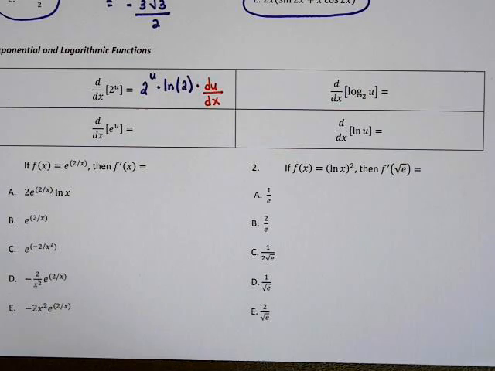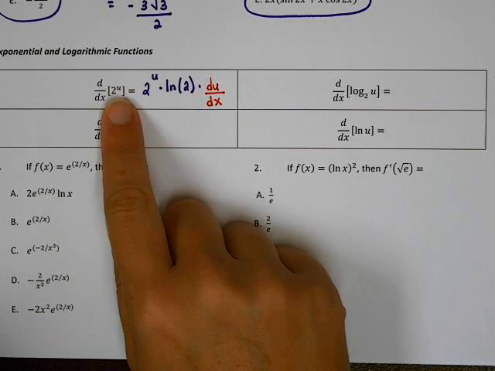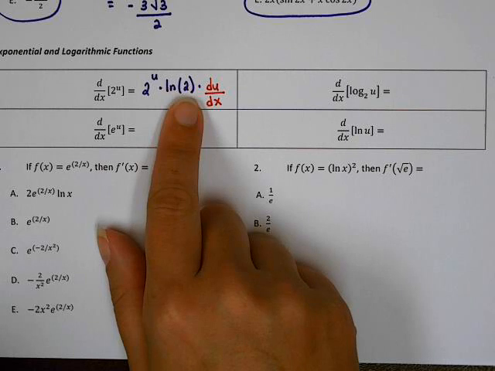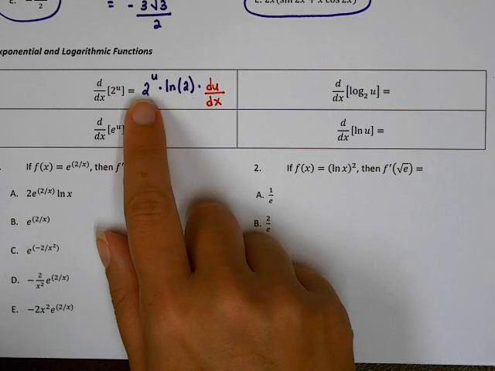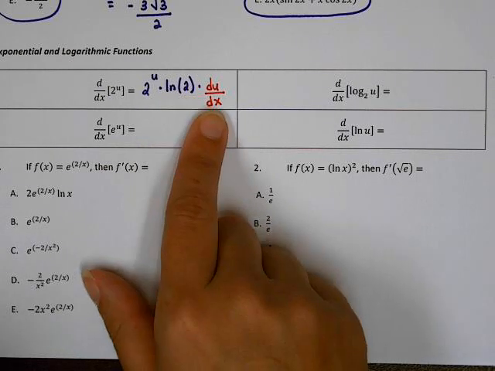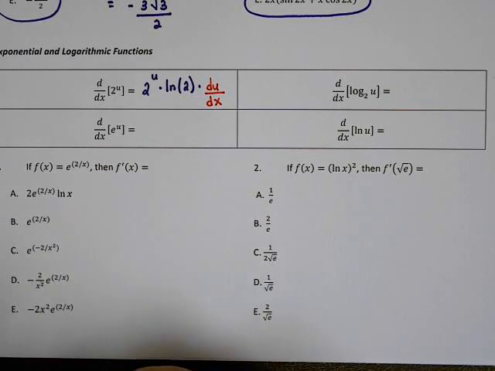So the basic rule is for anything to a power where the power is the variable, you copy the original and take the natural log of the base. That's your rule. It could be a 3, and then you would copy 3 to the u times ln of 3, and then the derivative of the power, the chain.